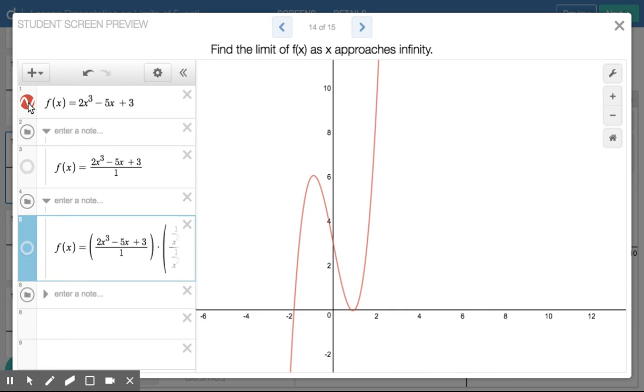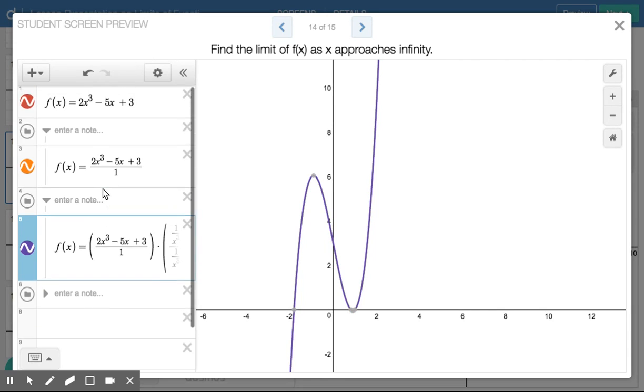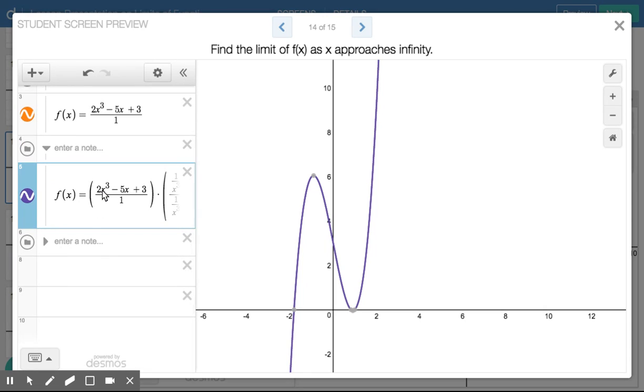So far, our original function is f of x, that's the graph. Then we changed f of x to 2x cubed minus 5x plus 3 over 1. We know that that's still the same as the original. Now we are multiplying f of x by 1 in the form 1 over x cubed over 1 over x cubed. And if we graph it, it is still in the same spot. So I know that these three equations are equivalent.